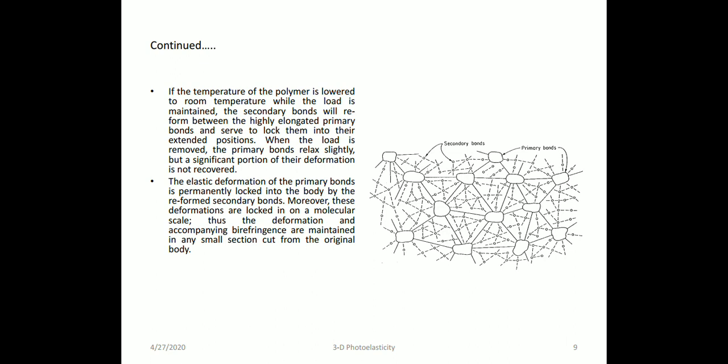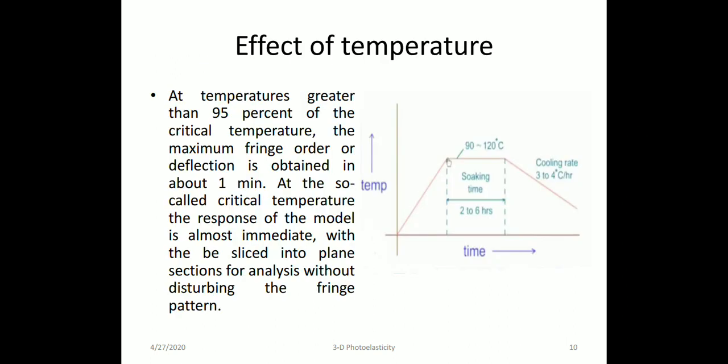So thus the deformation and accompanying birefringence are maintained in a small section cut from the original body. That means what we are doing is we are slicing the particular component into separate pieces, then we'll be analyzing it as we did for the ice and spring analogy, right? How is temperature affecting this fringe and also the deformations? Okay, we'll be seeing through this graph.